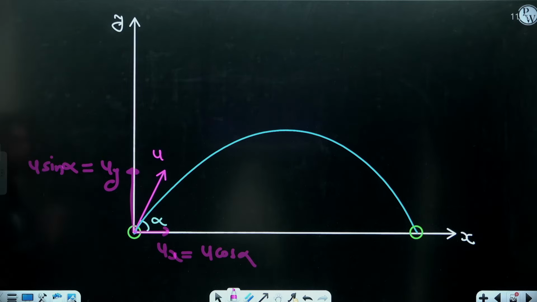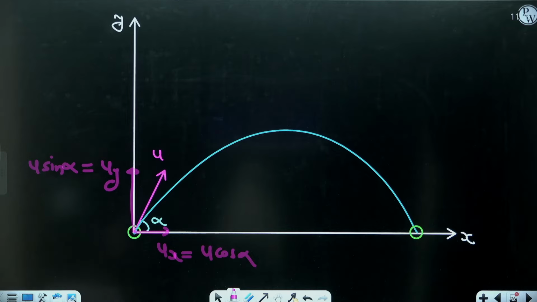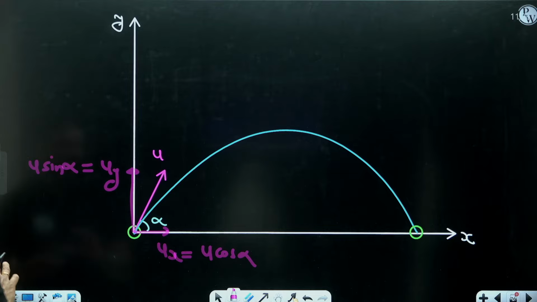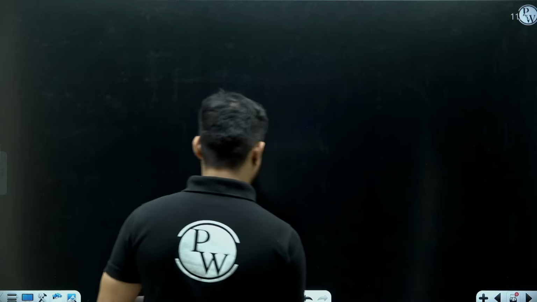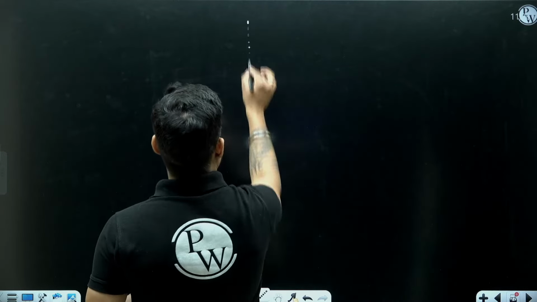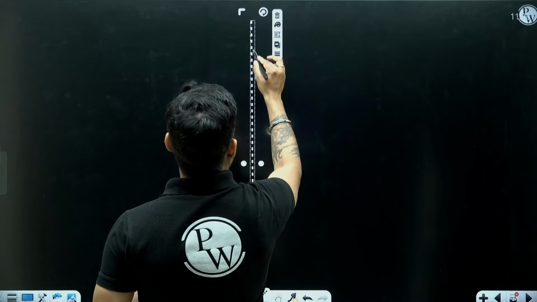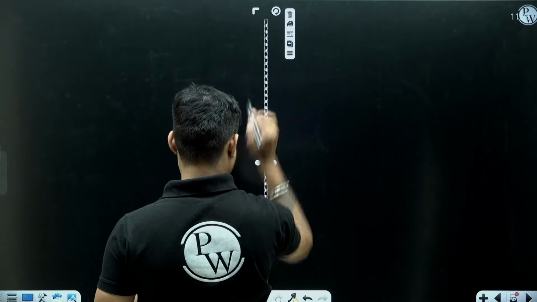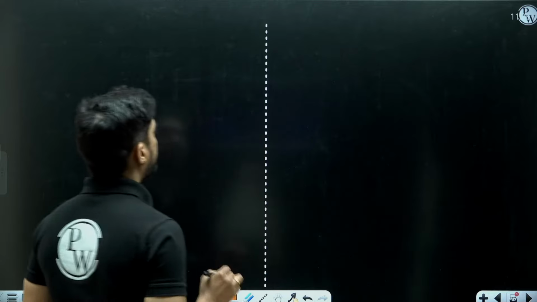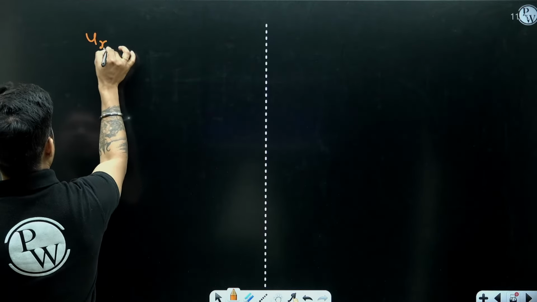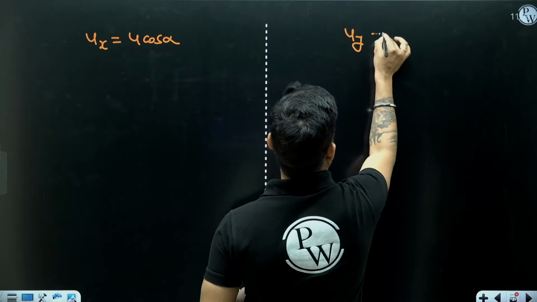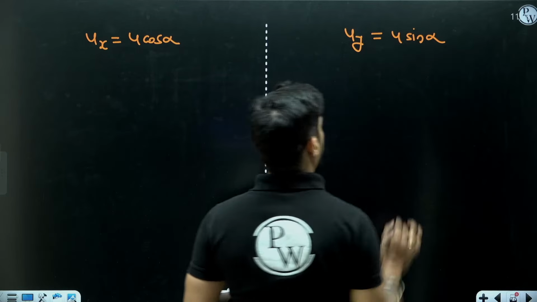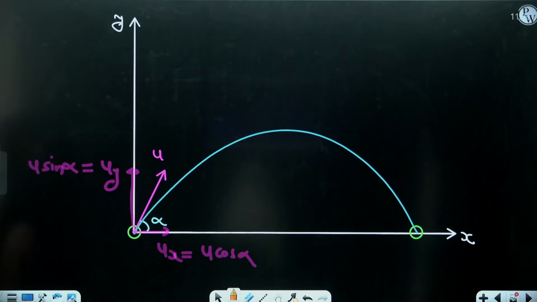Now if you want to understand the projectile motion, you can split this entire motion into two parts: motion in x and motion in y. In the x direction we have the initial velocity u cos alpha, in the y direction we have u sin alpha. Now understand the most important thing.